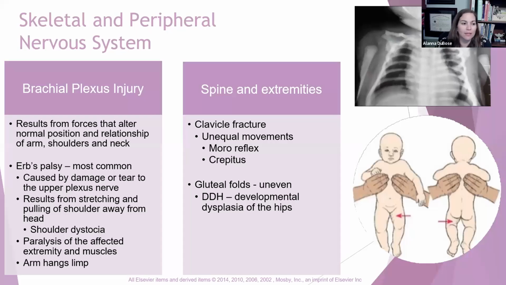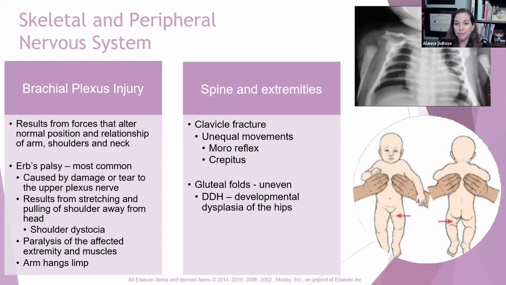Hey everybody, let's review another topic for exam 3, and that's birth injuries. So a birth injury is literally any injury that might happen to the baby during the process of birth.